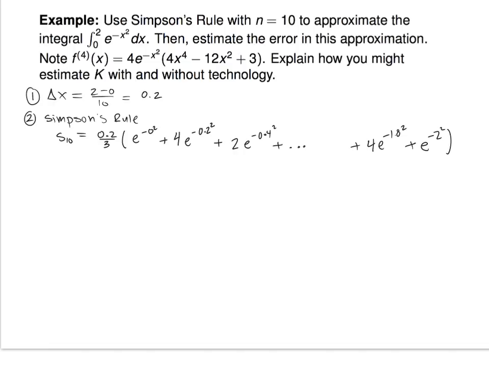What about the second half of the equation, the 4x to the 4th minus 12x squared plus 3? Oh, that's the fourth derivative, and we're going to use that to estimate the error. Does that make sense? Okay. So when you plug and chug, you get approximately 0.882.